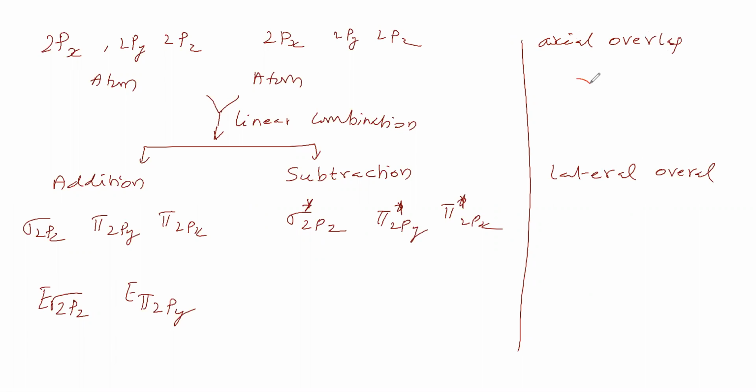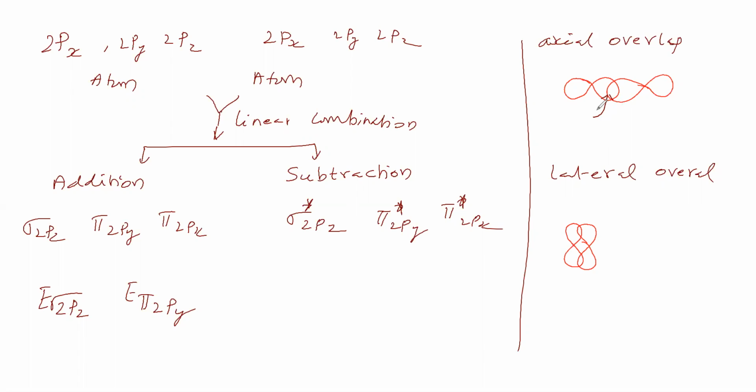Axial overlap: this is one p orbital, and this is another p orbital. This is called axial overlap. Then we will see lateral overlap: this is one p orbital, and this is another p orbital, lateral overlap. Now we will see that in this place, overlapping takes place at one end.